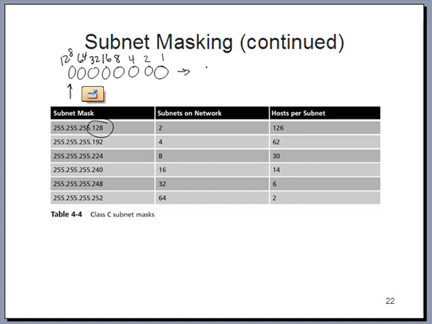Now with that 1 there, this is how that last 8 bits will look. It's going to have 7 zeros: 1, 2, 3, 4, 5, 6, 7. You're kind of looking at it backwards now. This is 2 to the 1st power, which is a possible 2 subnets on the network. The hosts are what's left, which is 7 zeros. So this calculation comes from taking 2 to the 7th minus 2, which gives us 126.